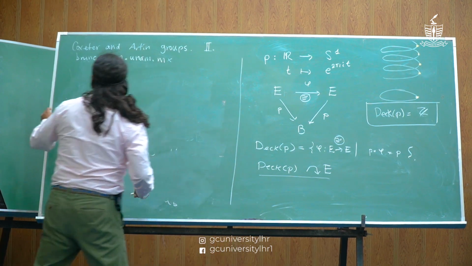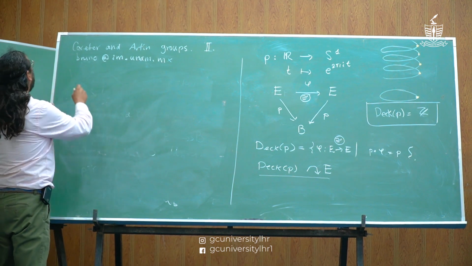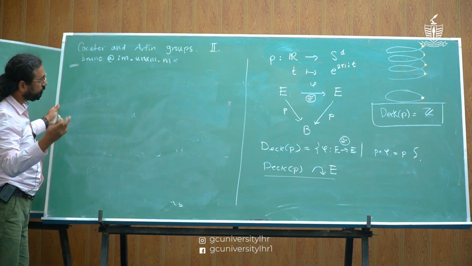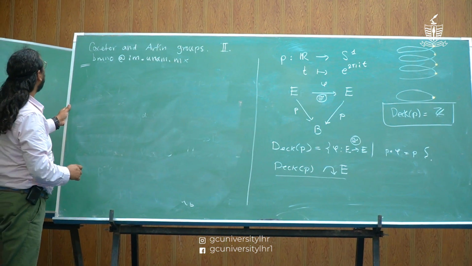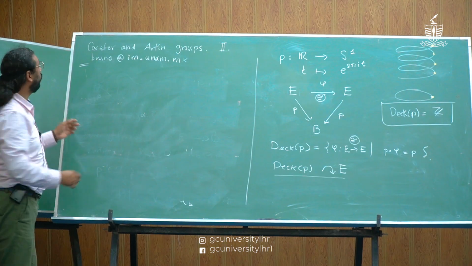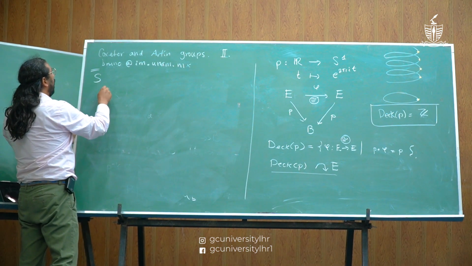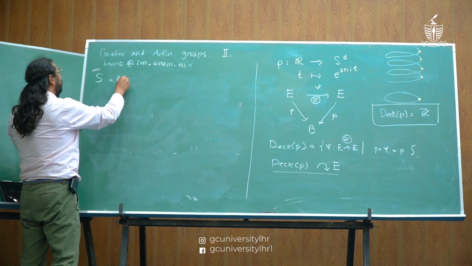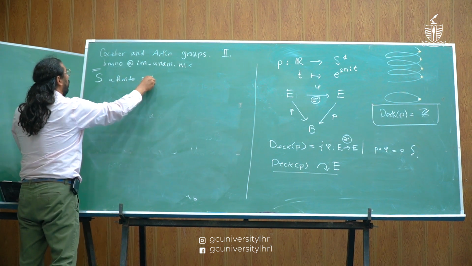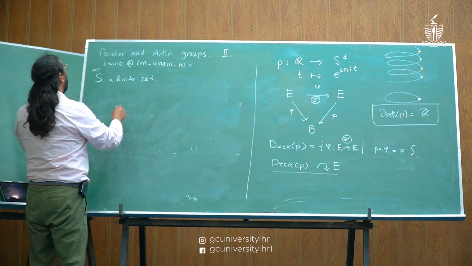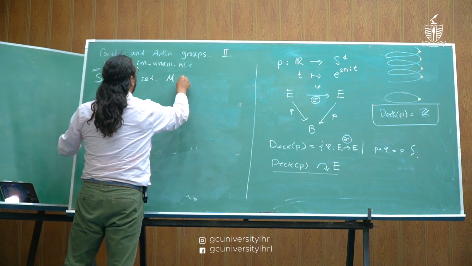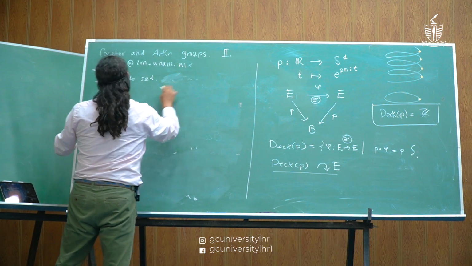Okay. So, recapitulating a little what we saw yesterday, okay? So, we took S, a finite set. And we define M, a Coxeter matrix.